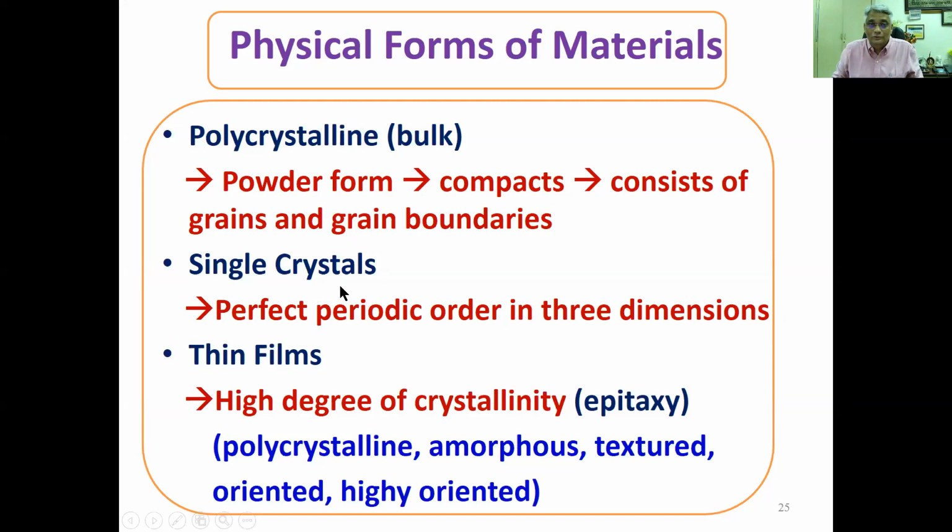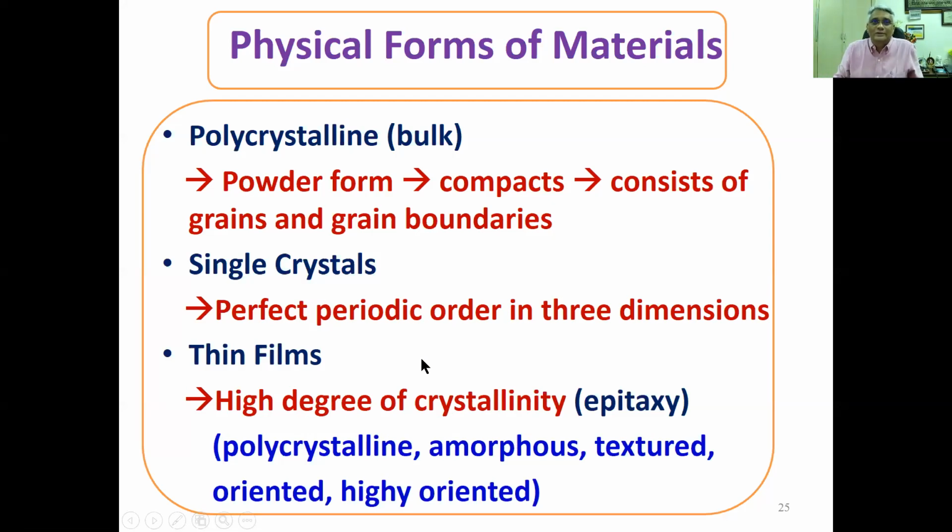So to declare that a material is single crystal, you need to do several tests, of course. But then once you know that a system is single crystalline, there is a perfect periodicity in the 3 dimensions in the entire volume of that material. Thin films, again, you want a thin film to be highly crystalline. You want to have a high degree of crystallinity in a thin film also. A thin film which is as good as a single crystal, that means a perfect periodicity.